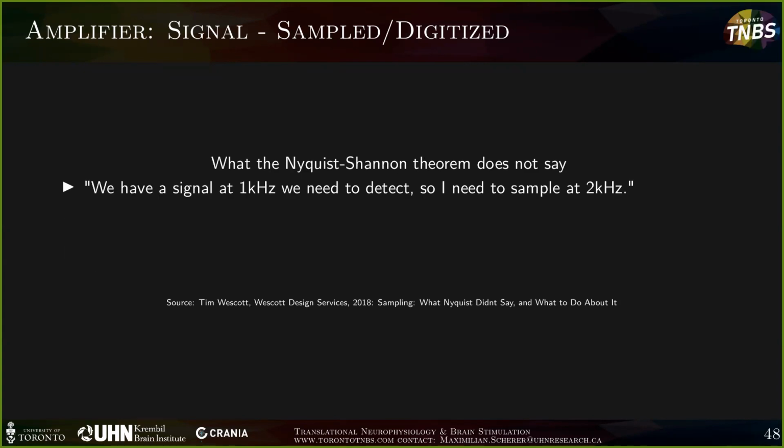Then when I looked into the Nyquist-Shannon theorem in preparation for this workshop, I found a beautiful mini lecture on what the Nyquist-Shannon theorem does not say. It was quite interesting in terms of the way it was displayed. The claim that if we have a signal at 1 kilohertz that we need to detect, we have to sample at 2 kilohertz is not what the Nyquist-Shannon theorem says at all. Pushing that a little more into our realm of application.